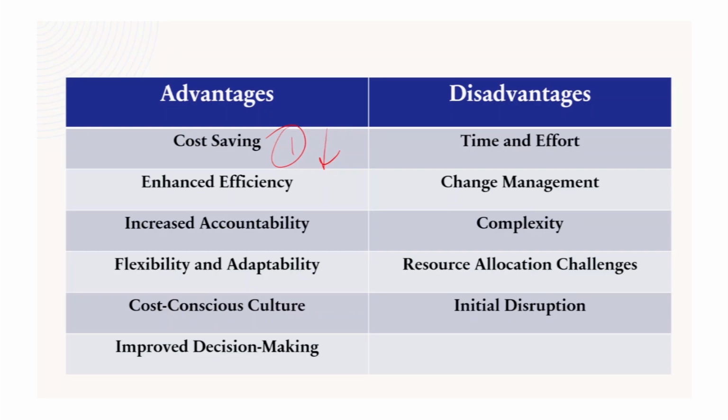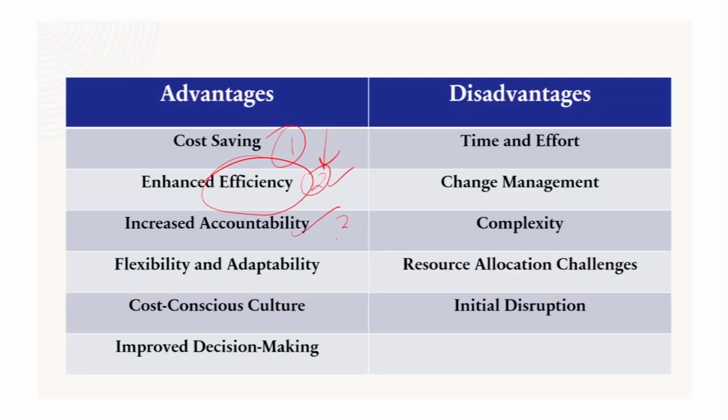Second is efficiency. If your cost is reduced, ultimately the subordinates are working very hard to make sure that the budgets are prepared very comprehensively. It means all the factors are included as a justification to get the fund. So, ultimately the efficiency of the organization and the subordinates will be increased.